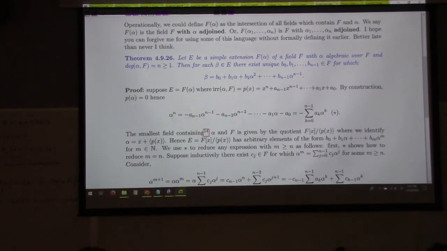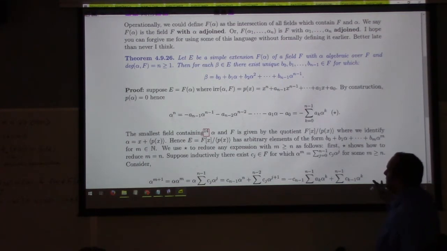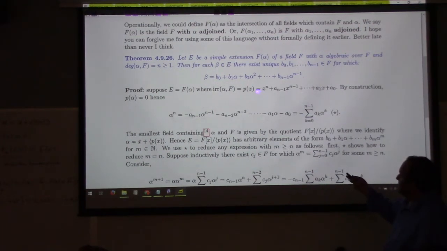If we were to look at Q adjoin the 5th root of 2, that would be a 5-dimensional rational vector space. And the proof here, what is it? We take the irreducible polynomial which defines alpha as its 0. We know that P of alpha is equal to 0, which means that alpha to the n is equal to all this, and I call that star.